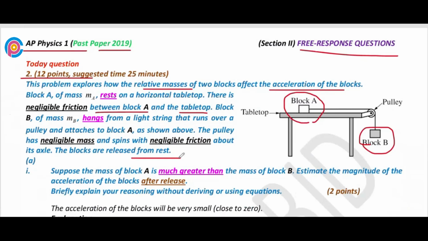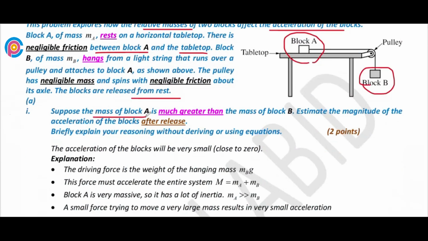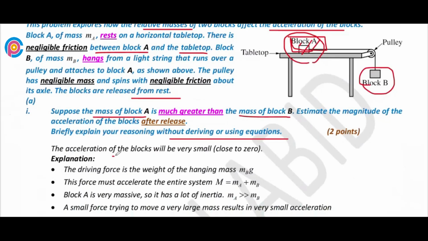Both blocks are released from rest. Now, the question: if the mass of block A is much greater than the mass of block B, estimate the magnitude of the acceleration of the blocks after release. Explain your reasoning without deriving or using equations. In this scenario, block A is much greater in mass compared to B. So the answer is the acceleration of the blocks is very small, close to zero.